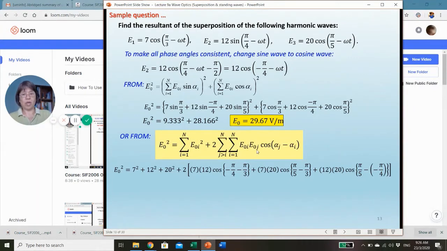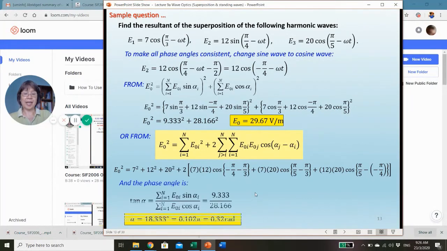Or you can use this expression that we have derived from the previous slide, substitute all these individual amplitudes in, do the pairing of the functions, and then you add them up, and you will come to the same answer as well. And the phase angle is simple. That's taking the tangent of the summation of this divided by the summation of this. And that's just 9.333 divided by 28.166. And the arctangent of this is 18.33 degrees. There you have it, the resultant.